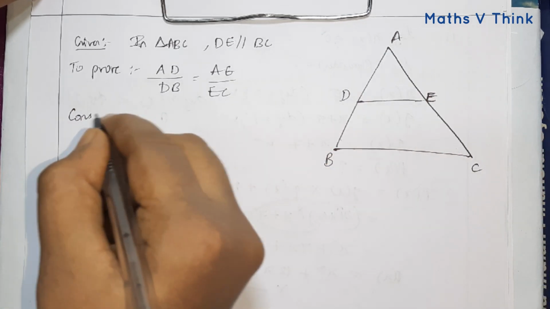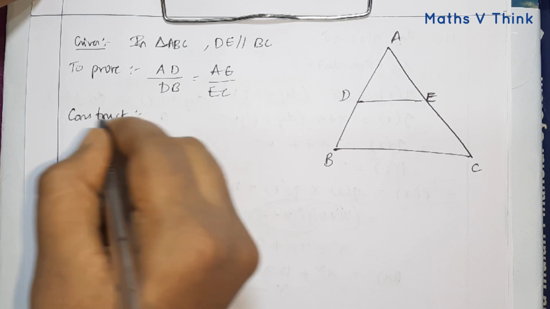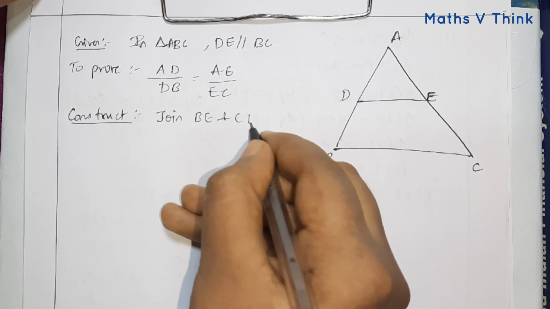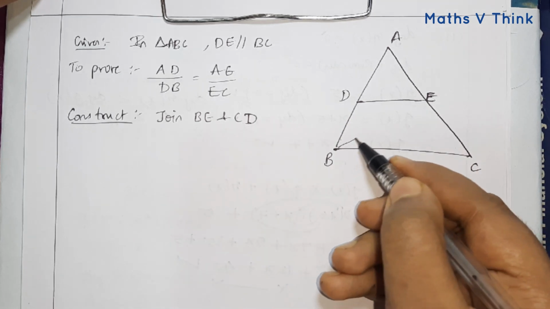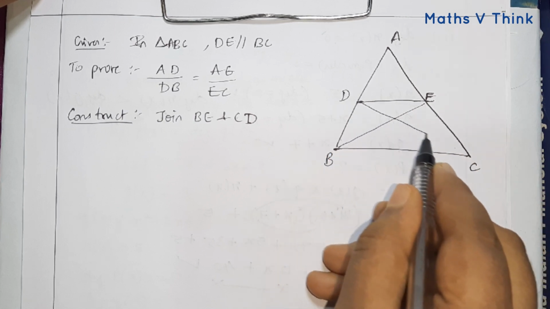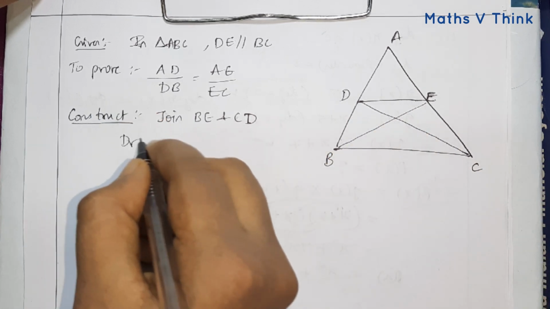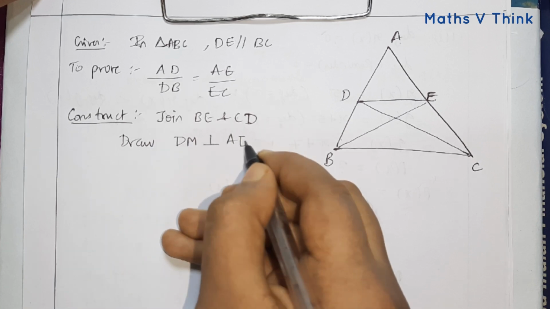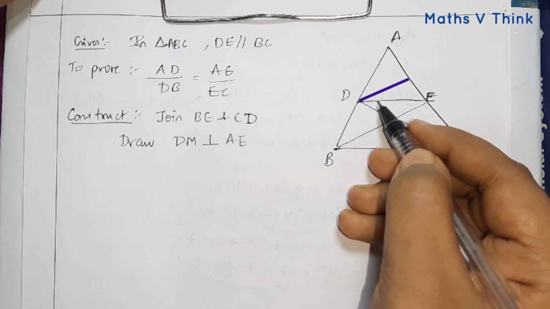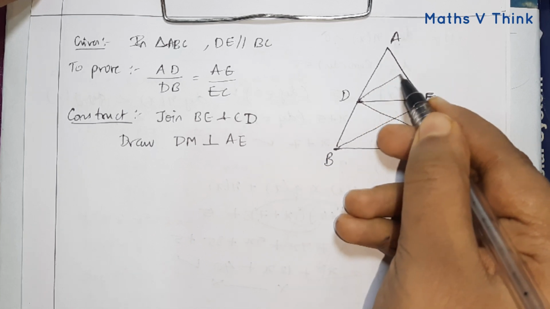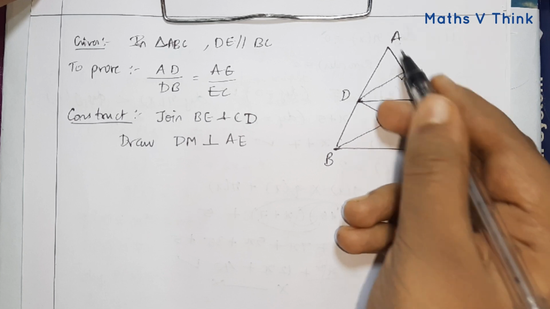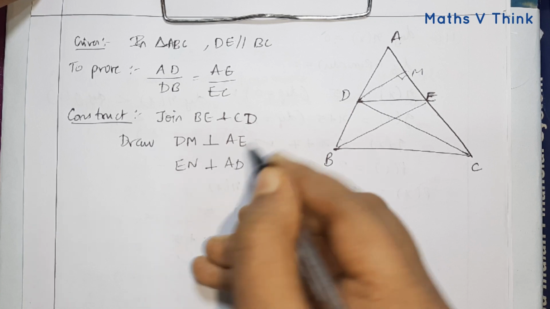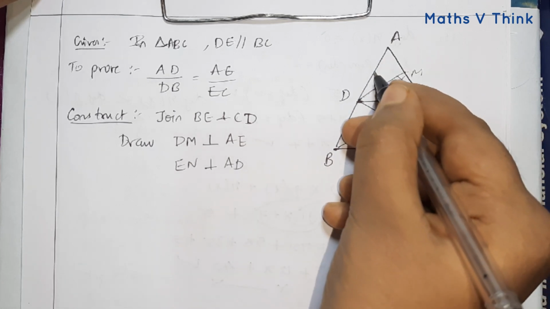Now construct: join BE and CD. Draw DM perpendicular to AE. So DM perpendicular to AE. Same way, EN perpendicular to AD. So EN perpendicular to AD.